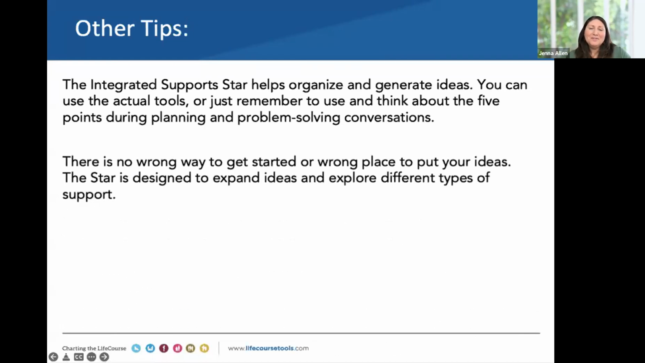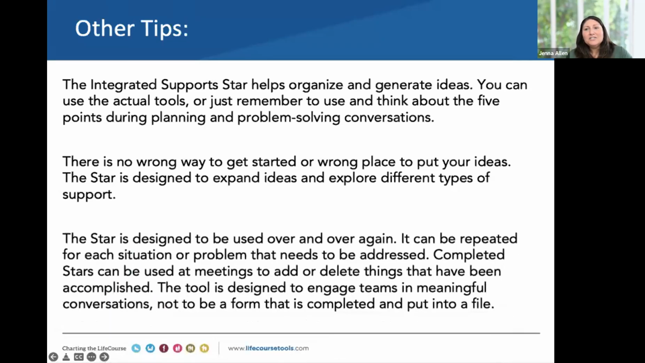Now, we've said it a couple of times already, but again, there's no right or wrong way to use this star. There's no right or wrong place to put your ideas. It's really just designed to help expand ideas and to explore different types of support and potentially communicate those to other people. So this is a very, very user-friendly resource that you can truly just dive into.